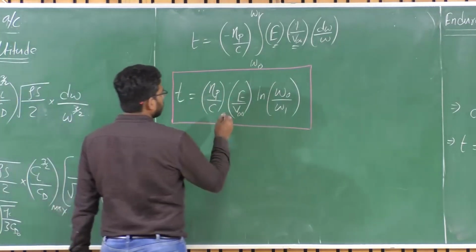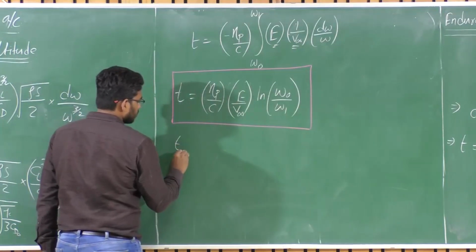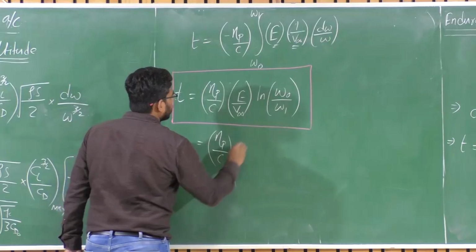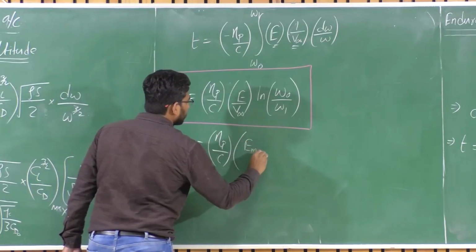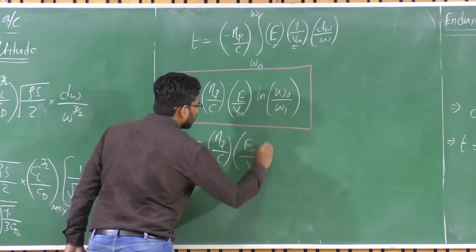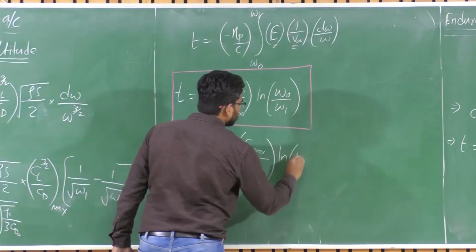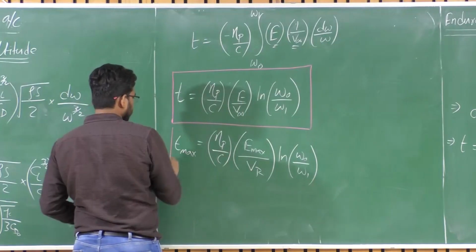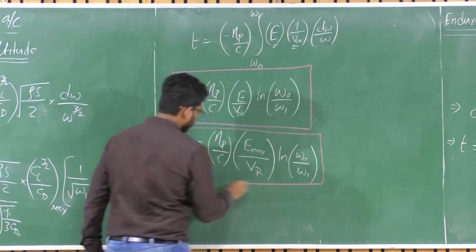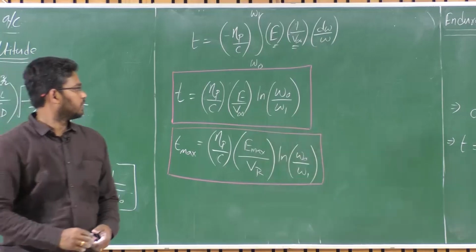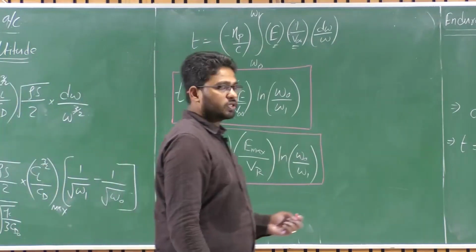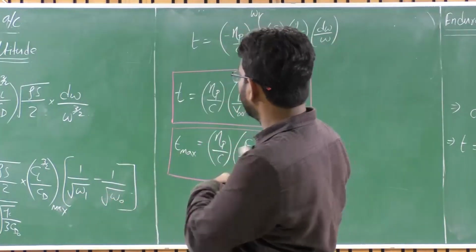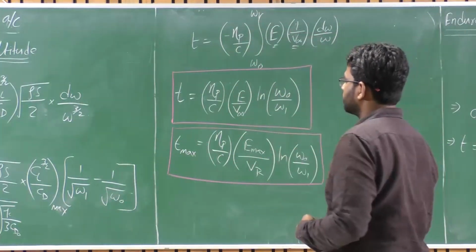Okay. So this is maximum when E is maximum and V becomes VR, in ln of W naught upon W. I am not again writing what VR and Emax are, which you know very well. So this is what I planned to discuss in this particular lecture.